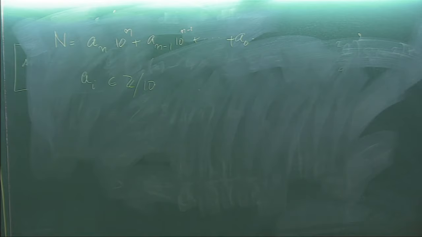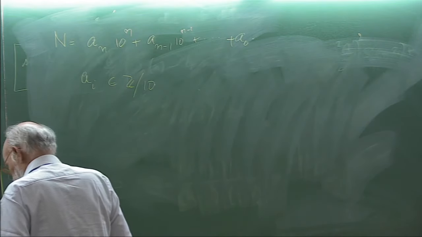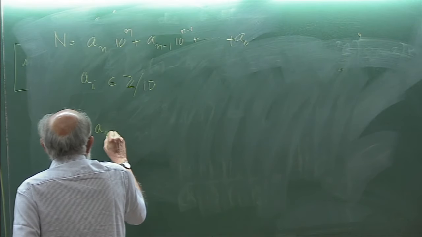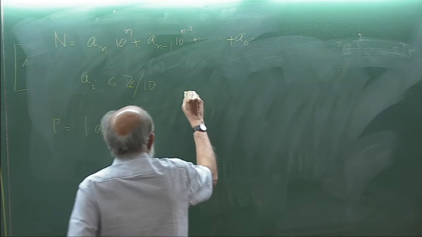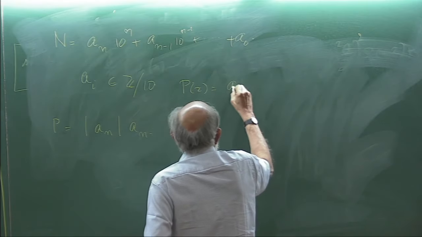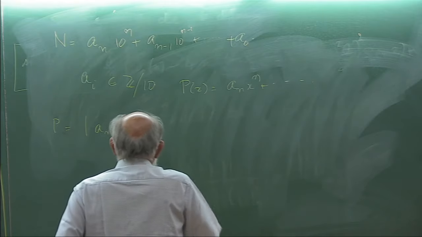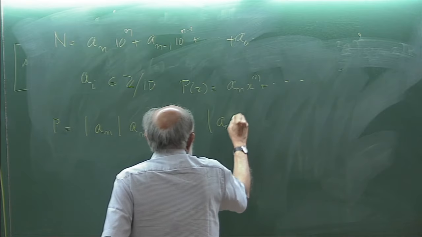Then he says, since decimal numbers are written in a certain way, define a polynomial. What is my notation? P as, I'll tell you what these vertical bars mean, A, and that is, polynomial is P of x. Polynomial function is a_n x^n plus a_{n-1} x^{n-1}, etc., a naught.